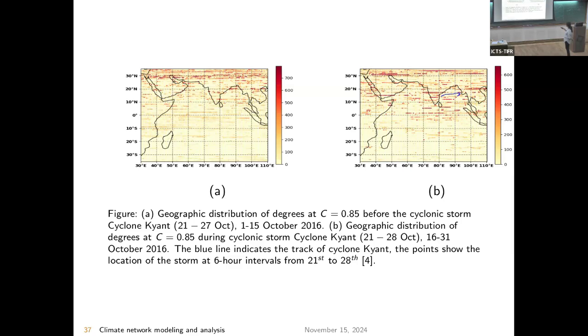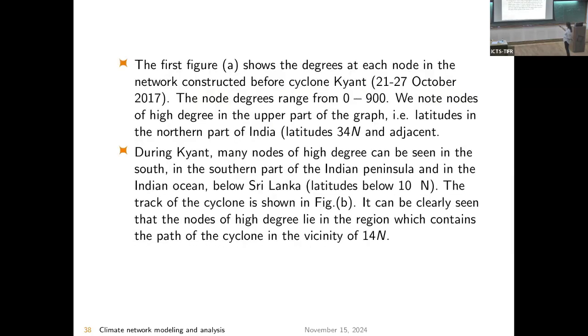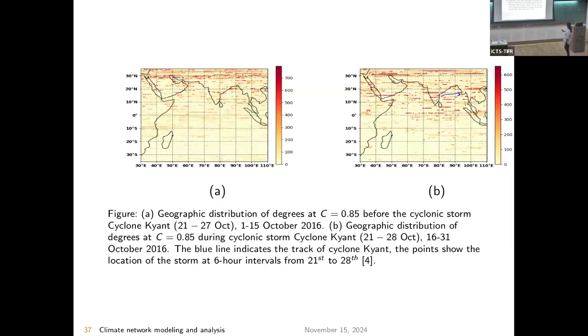So I will just read the line and I will show it to you. First show where the degrees are for the cyclone. The nodes of high degree are before the cyclone, in this region, and that region is around 34 north and adjacent. Yeah, it's the Himalayan region.